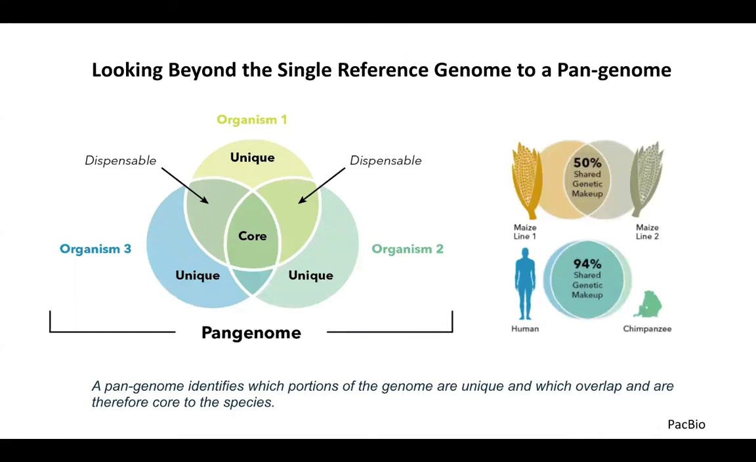So now we have multiple genomes. As mentioned earlier, genome study has stepped into a pangenome era because a single reference genome doesn't represent the genetic diversity in that species. A pangenome identifies which portions of the genome are unique and which portions are core to the species.